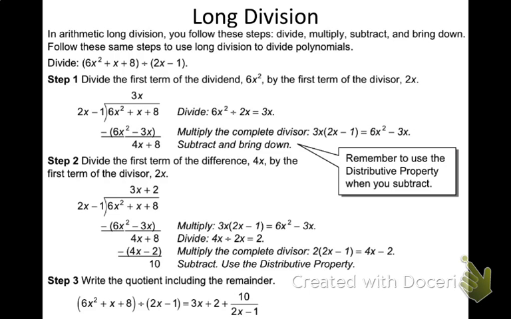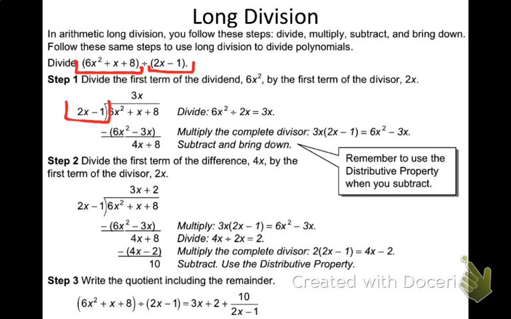Here's what it looks like. We are dividing 6x squared plus x plus 8 divided by 2x minus 1. Now, if you can remember, back in 5th grade, you do the whole, hey, what goes inside the house? What goes outside the house, right? You do all those things. Same things here are true. Okay? 6x squared plus x plus 8 would go inside your house. And then the 2x minus 1 would be on the outside.